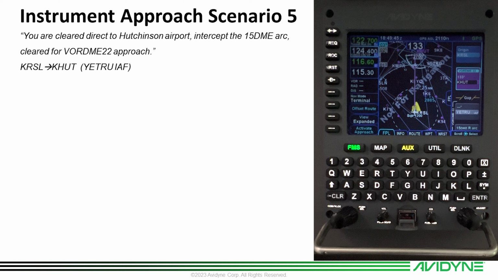You are cleared direct to the Hutchinson Airport. Intercept the 15 DME Arc, cleared for the VOR DME 22 approach.